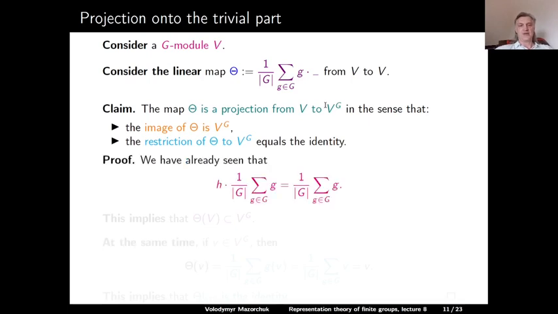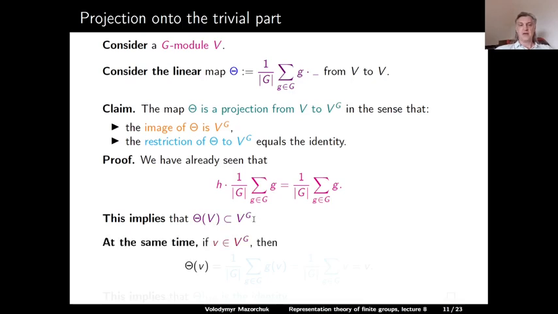Proof. So we have already seen that if we take an element h in the group and multiply with this symmetrizer, 1 divided by the cardinality of G and then the sum of all elements g in G, we will get this symmetrizer back, because we will get here the sum of all h times g, but multiplication with h is just a permutation of elements in G. In particular, it implies that if we apply the element h to anything which is in the image of theta, then nothing happens. In other words, the image of theta is inside V upper G.